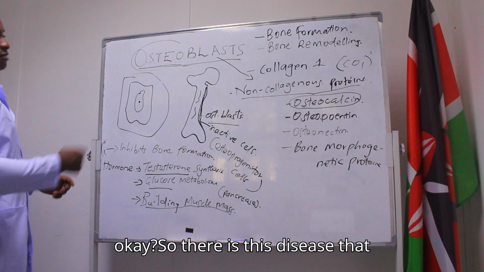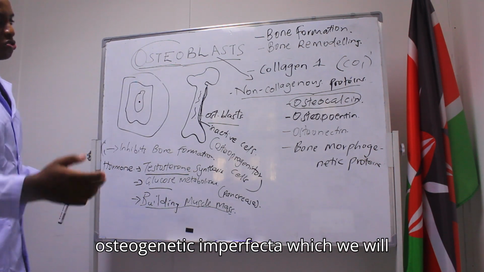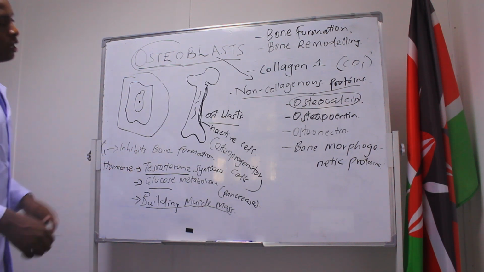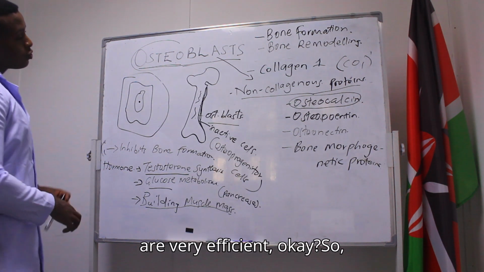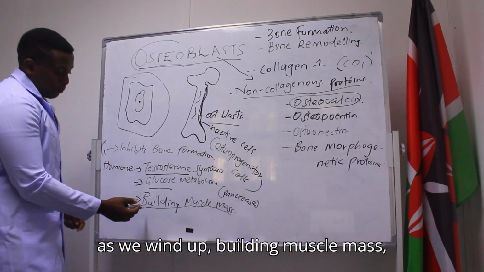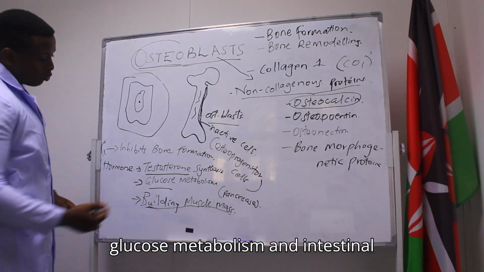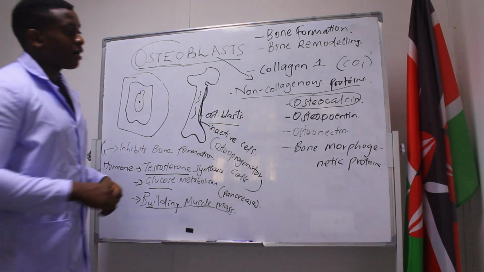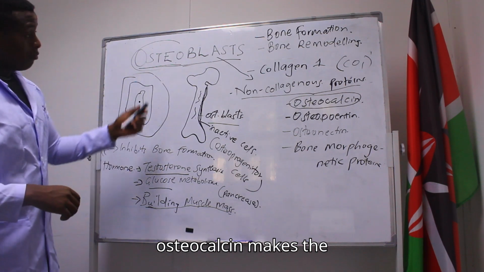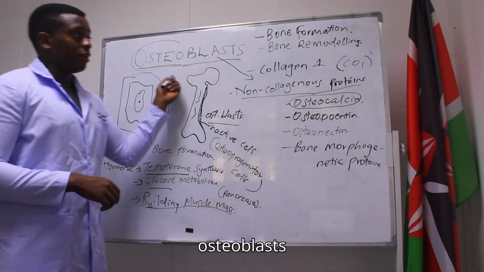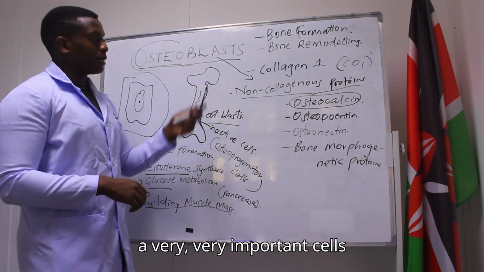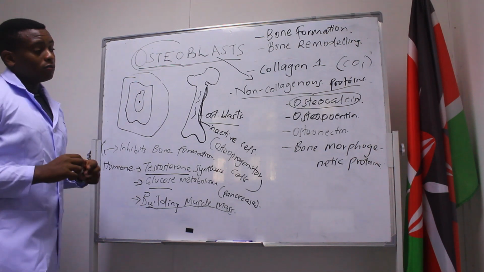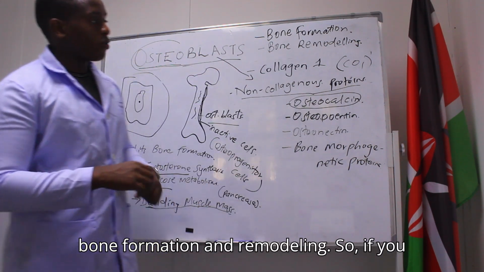There is a disease that affects the osteoblast called osteogenesis imperfecta, which we will cover as a topic. As we wind up, building muscle mass, glucose metabolism and testosterone synthesis involved by osteocalcin make the osteoblasts very important cells in the bone, involved in your bone formation and remodeling.